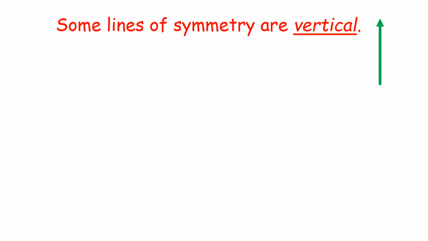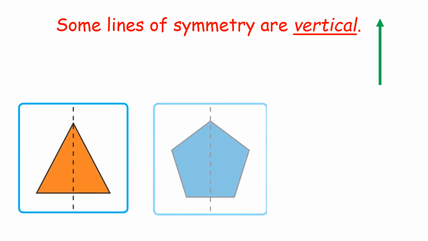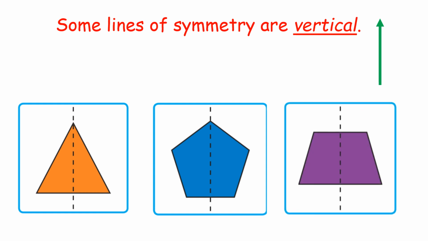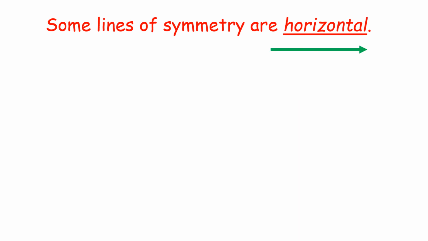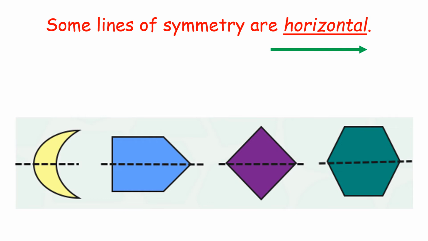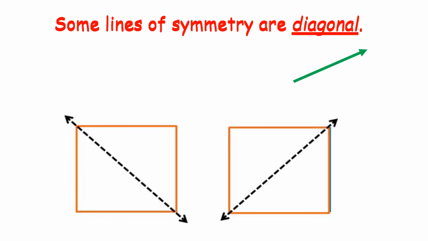When we look for lines of symmetry, sometimes the lines of symmetry are vertical. That means they're going this direction. Some lines of symmetry are horizontal. That means the lines of symmetry will go this way. Sometimes lines of symmetry are diagonal, and that means they go this way, this direction.